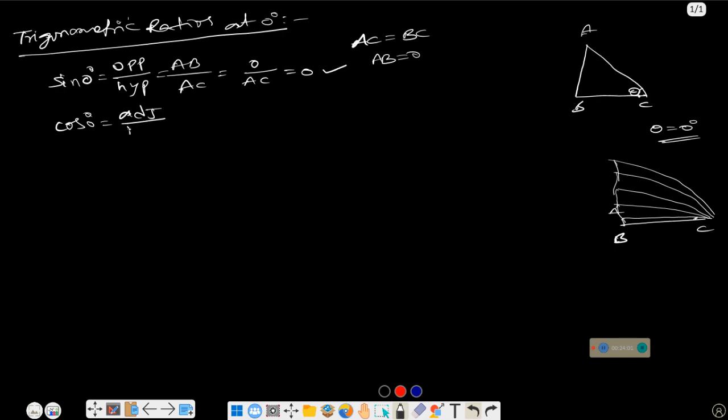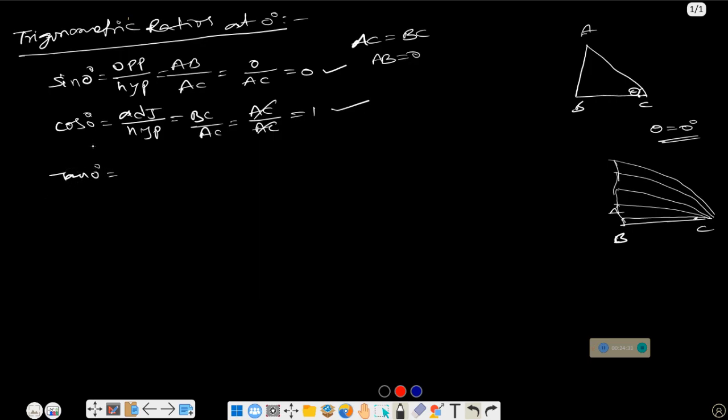Next, cos 0. Cos formula, what? Adjacent by hypotenuse. So theta adjacent, what here? BC. BC by hypotenuse, what? AC. But BC value is already equal to AC because both coincide. So AC by AC, both cancel, how much do you get here? 1. That means what is the cos 0 value? Cos 0 value is 1.